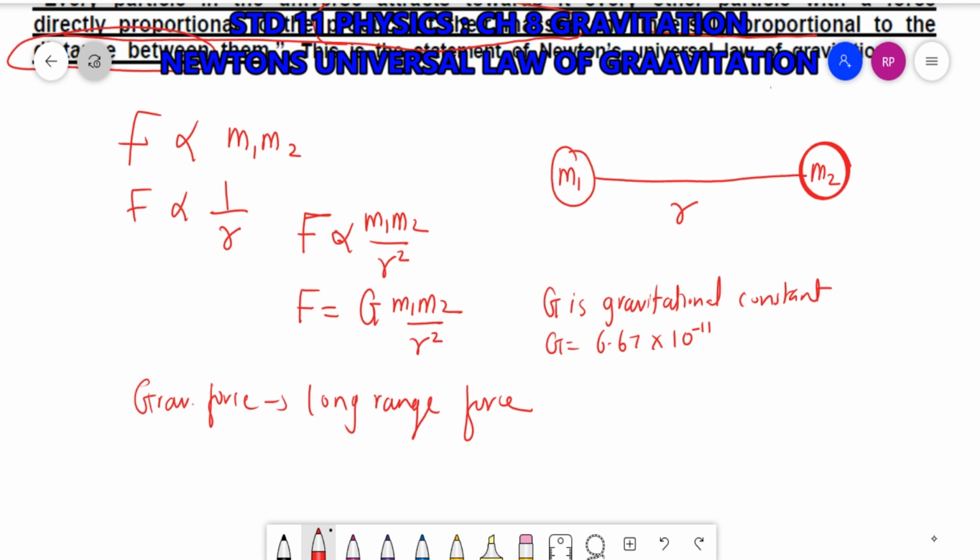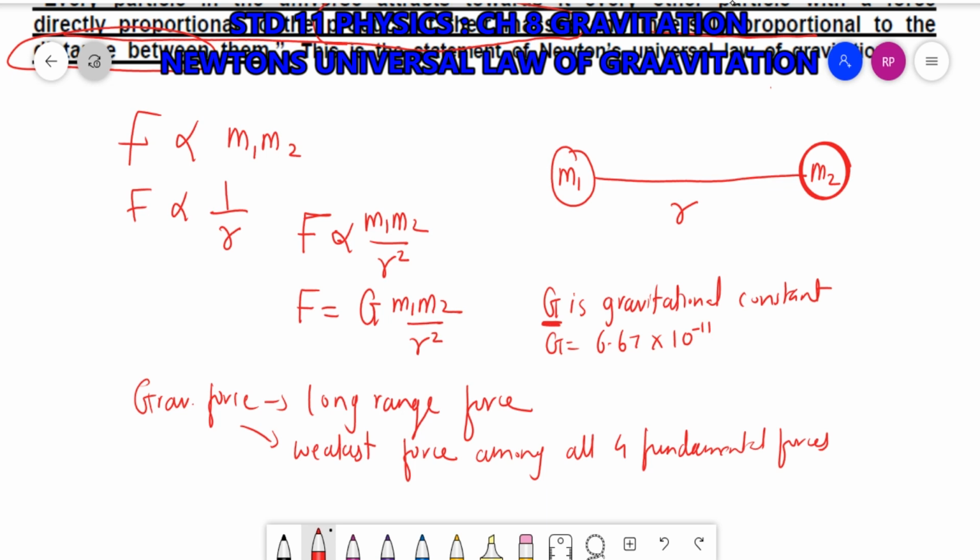Again, gravitational force is the weakest force among the four fundamental forces. Now G, that is the gravitational constant.